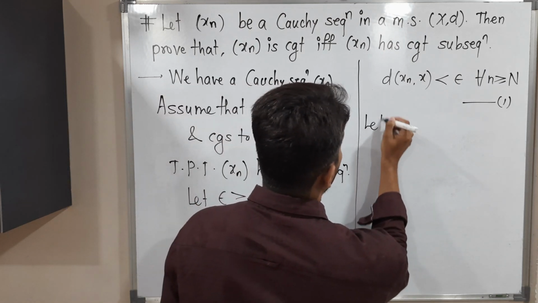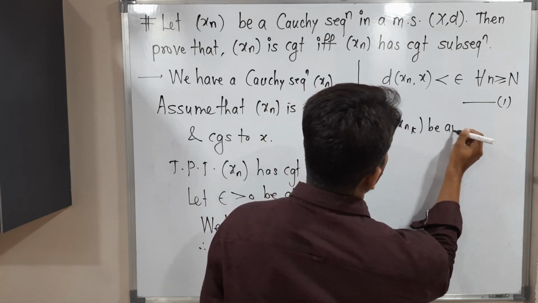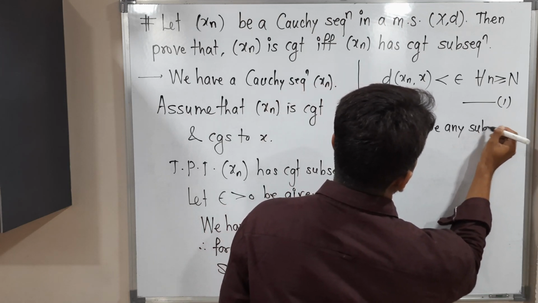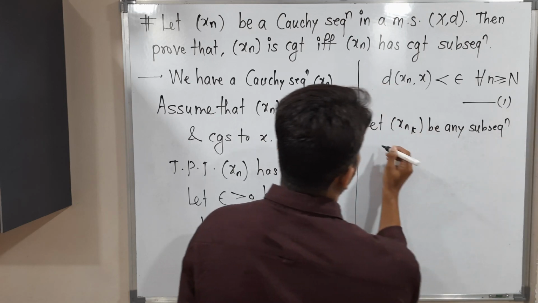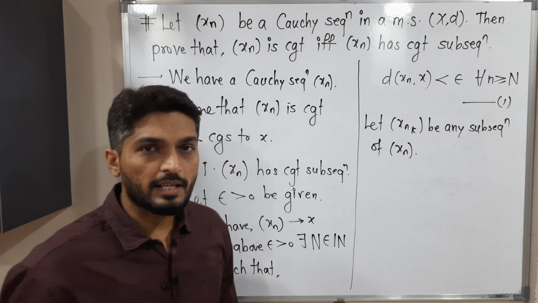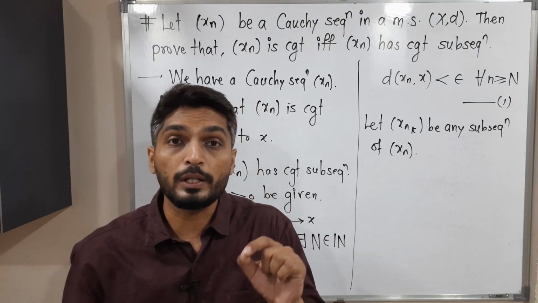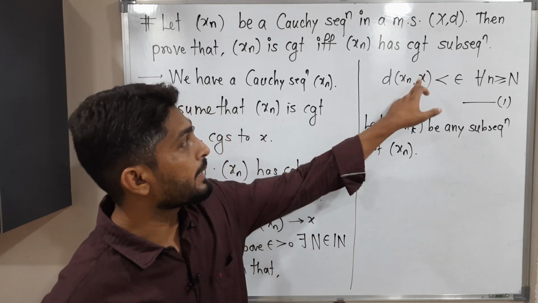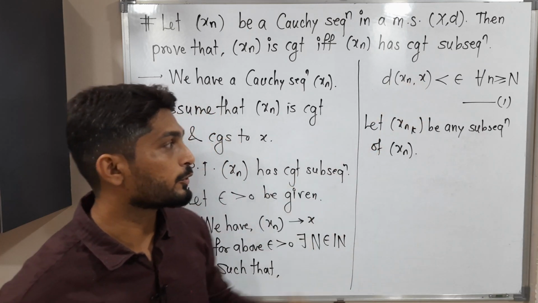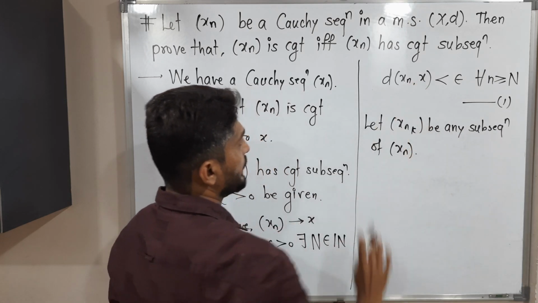Let Xnk be any subsequence of Xn. So I have taken any, arbitrary subsequence, and now I am going to prove that that subsequence will converge to the same point X. Okay, so let us start to do any arbitrary subsequence. I will prove Xnk converges to X.